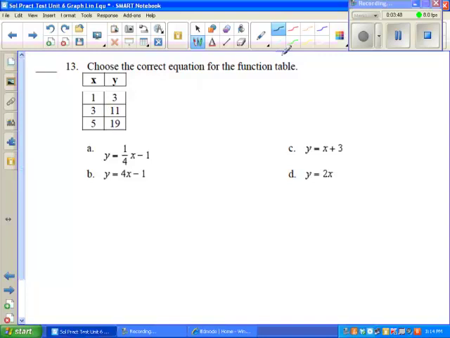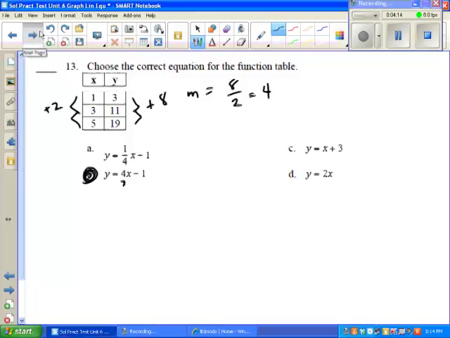Okay, choose the correct equation for the function table. All right, so we need to know slope and intercept. So first let's find the slope. So that's going positive direction, and there's a difference of 8. That's going in the positive direction, a difference of 2. So my slope equals rise over run. So my slope is 4. Well, there we go. That's the only one that has a slope of 4. We don't even have to worry about the y-intercept.